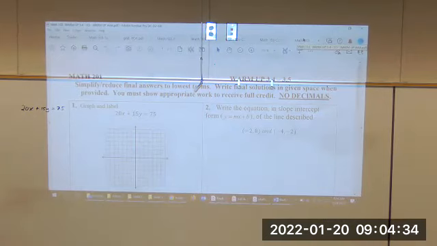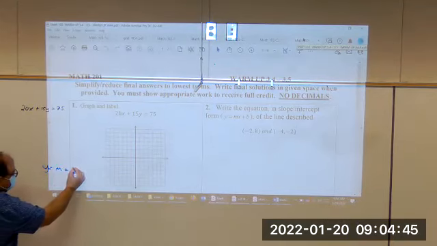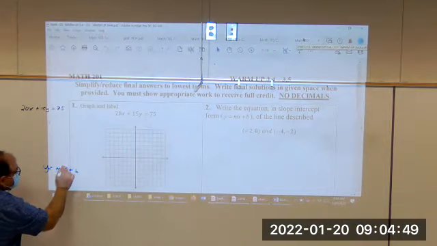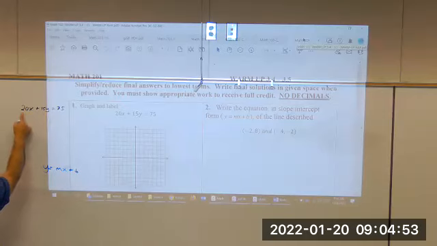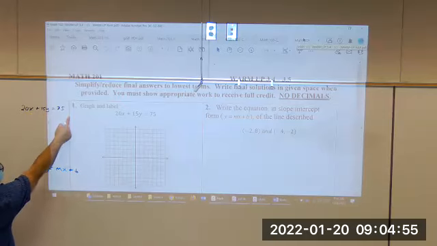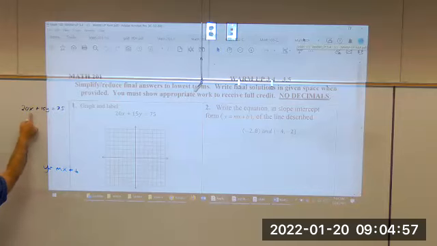Always a struggle to figure out where do I put the mask and the glasses so I don't cover it. So we want y equals mx plus b so we can figure out the slope and the y-intercept. That's what we're after. So we've got to get this y by itself. So you have to take the 20x and put it on the right side. That's a positive 20x. You subtract 20x from both sides.